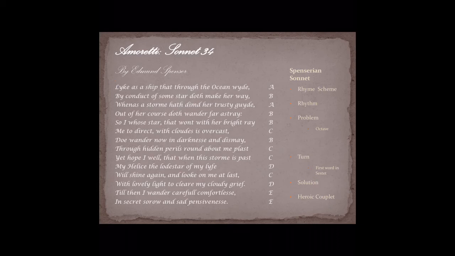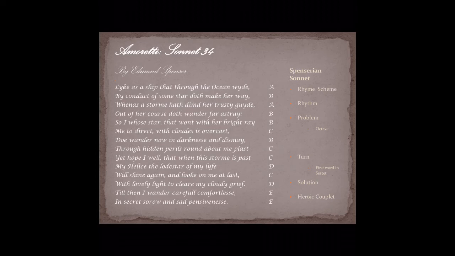In the sestet, we see the solution to the problem of the lost ship, and it is the love of his life, who is the lodestar. The lodestar in navigation was the star that the ships used to navigate the waters. Helice is the name of a goddess, but also it is the name of Ursa Major, which was a constellation that the sailors of the day would use to navigate their ships.